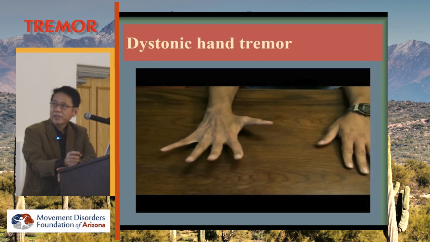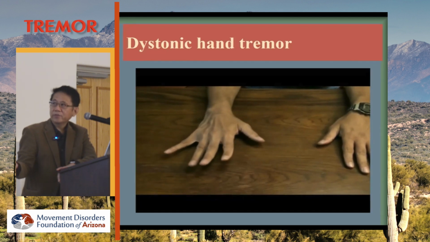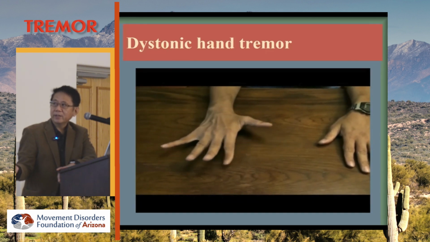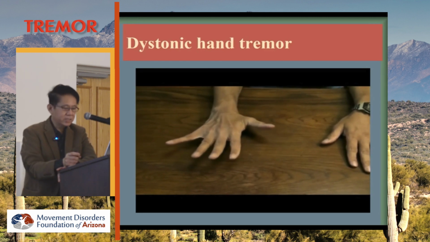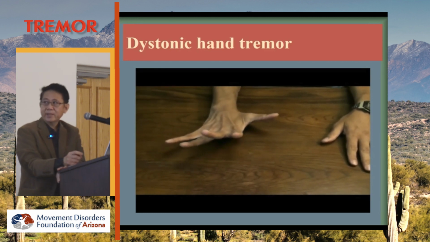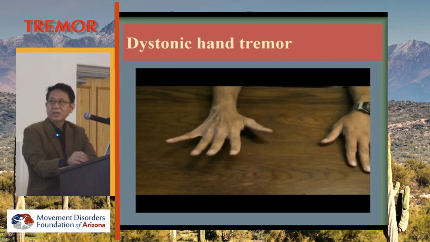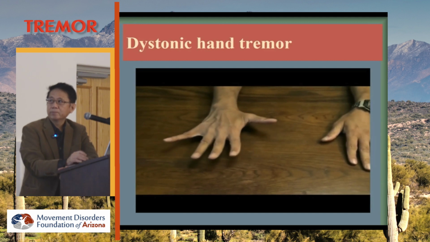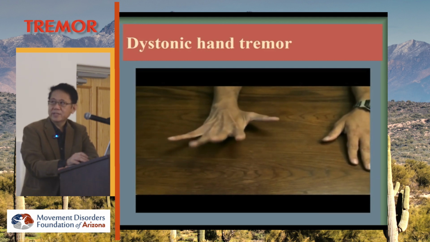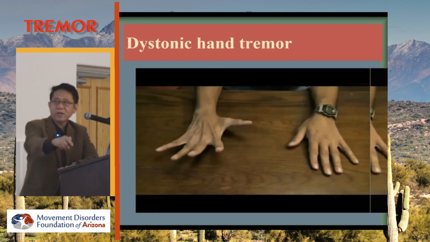So here's a patient with dystonia of the hand. You notice the fingers go up involuntarily. At the same time, you see a tremor right there. This has been diagnosed as a central tremor by many doctors in the past, and none of the medicines for tremor improved the hand tremor, because this was not a central tremor. This was a dystonic tremor.